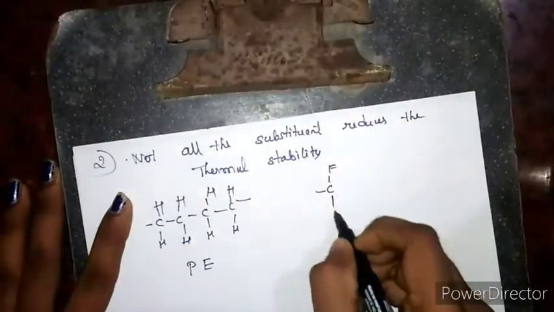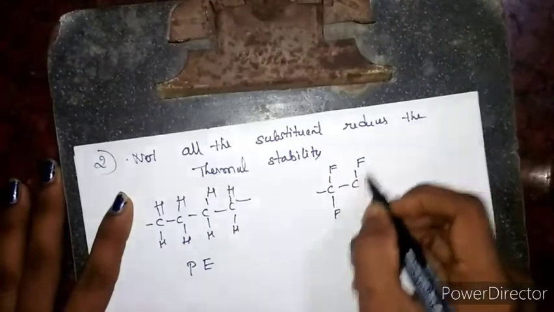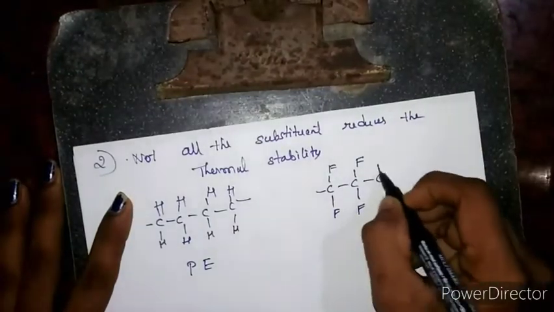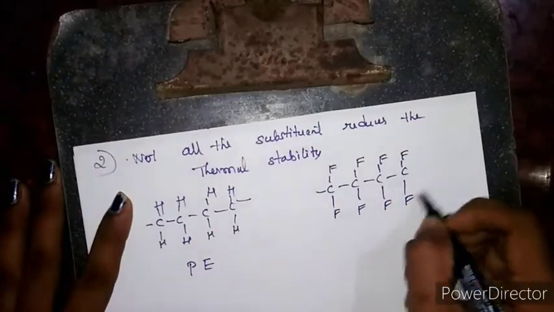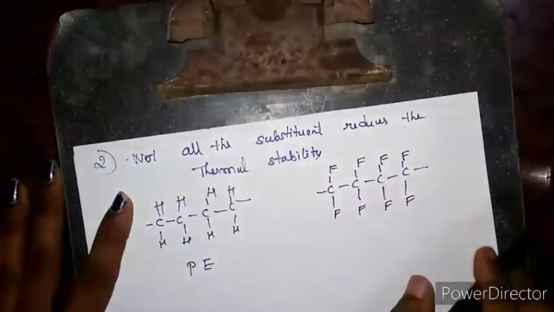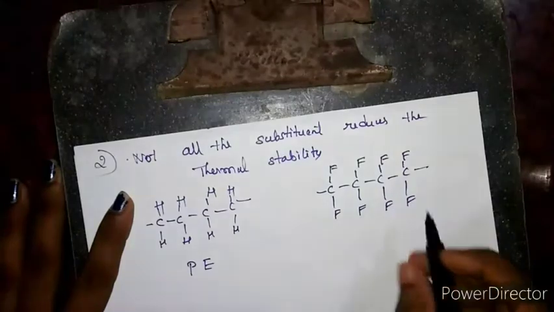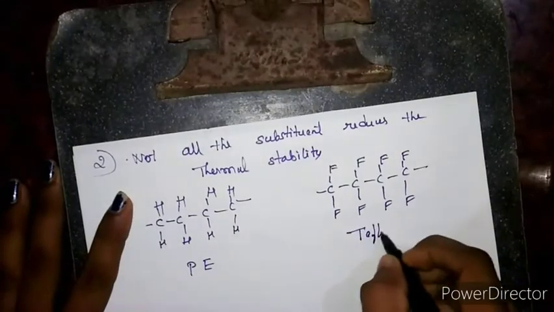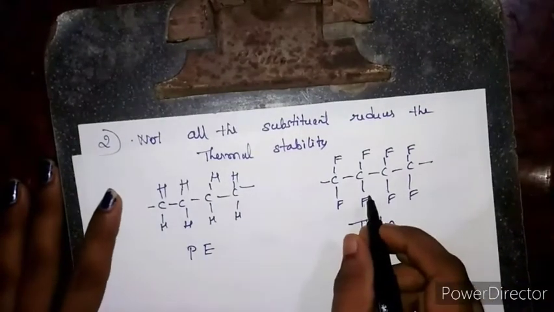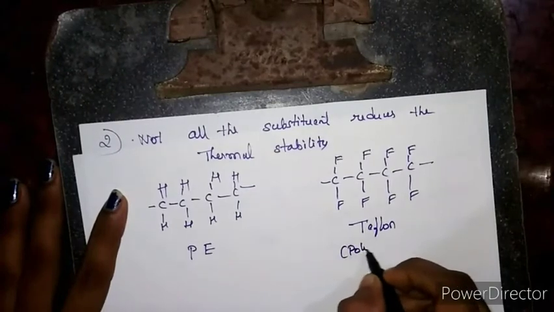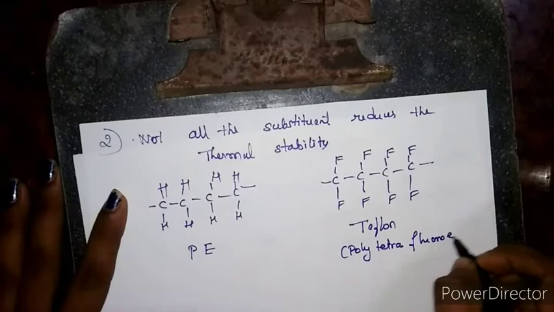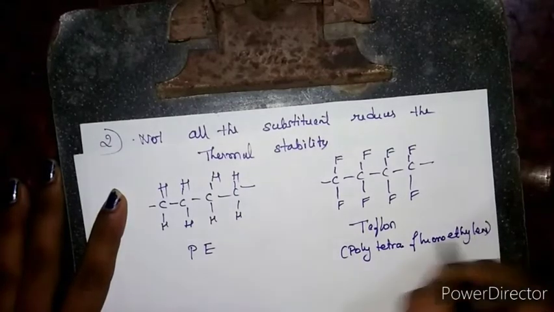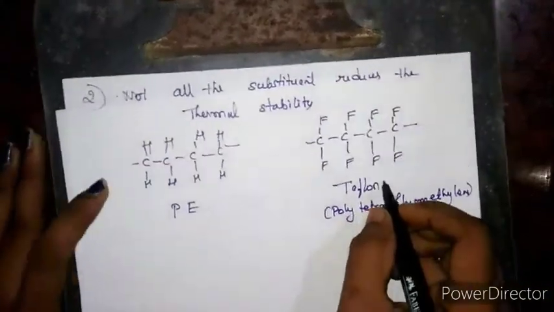Now tell me, what is the name of the polymer? I just replaced H by the fluorine atom and I got this polymer. What's the name of this? It's the very famous Teflon. The name of this polymer is Teflon, or it is also called polytetrafluoroethylene. That is another name. The common name is Teflon.